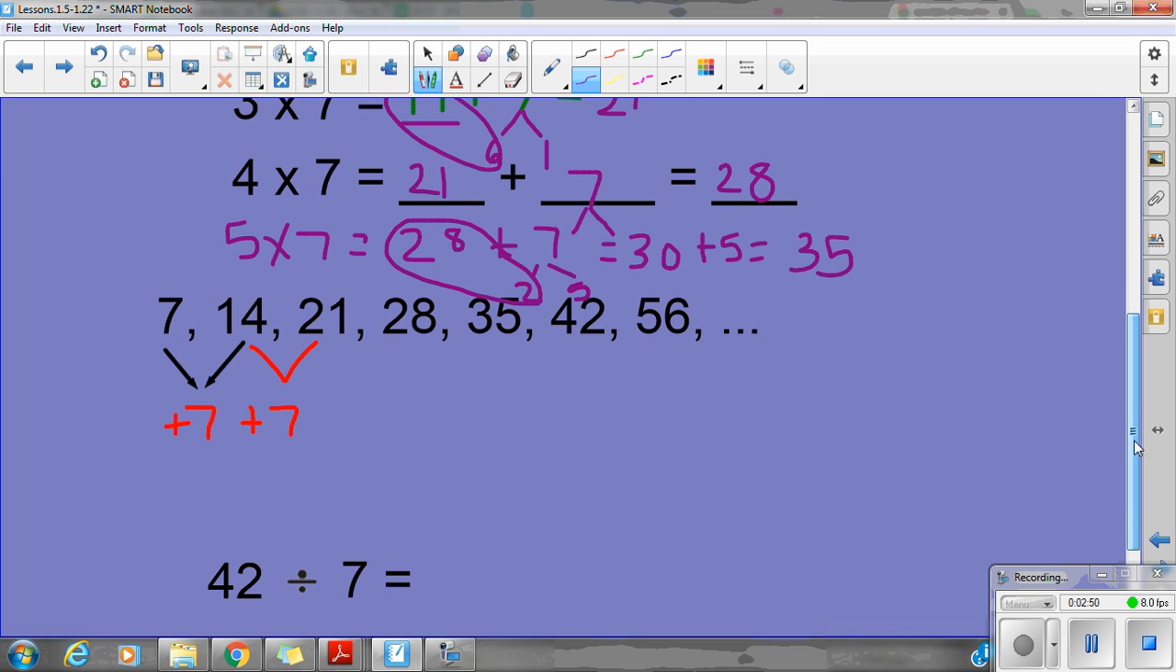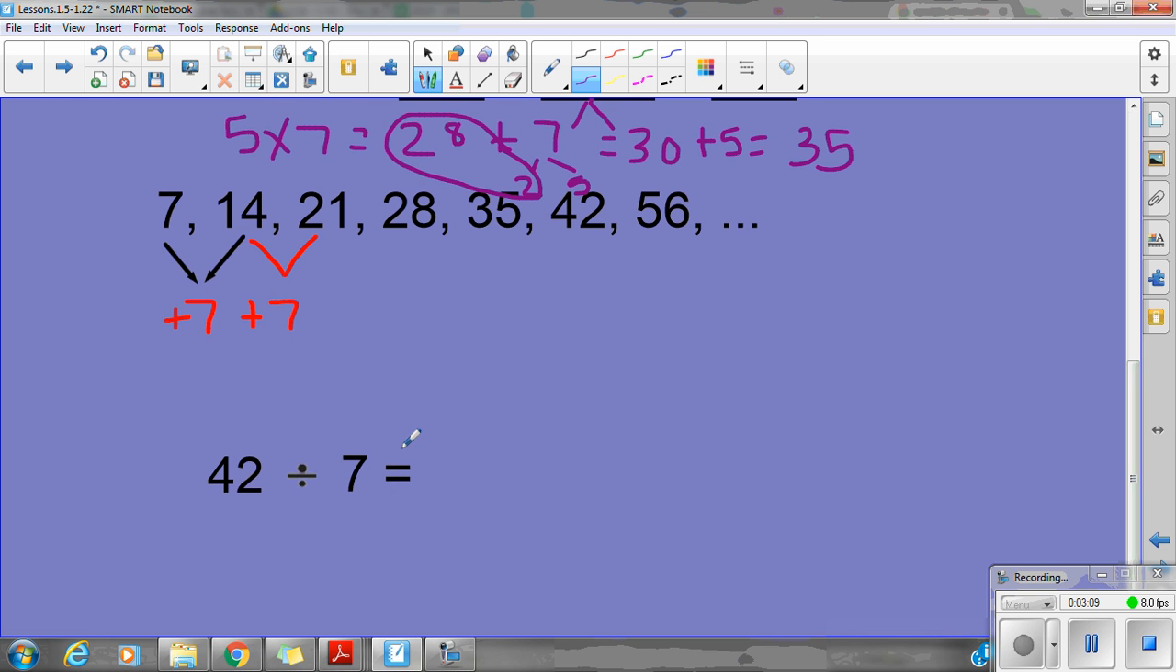We all know that you could also use skip counting. So here I have counting by 7. 7, 14, adding 7, 21, 28, 35, and so on. If I wanted to know what 7 times 1 is, 2, 3, 4, 5, 6, 7, I could keep going.